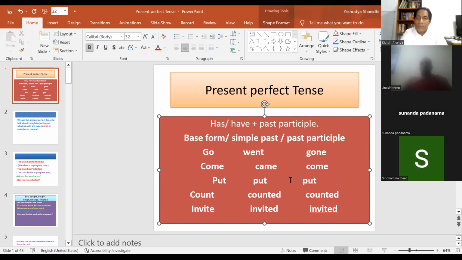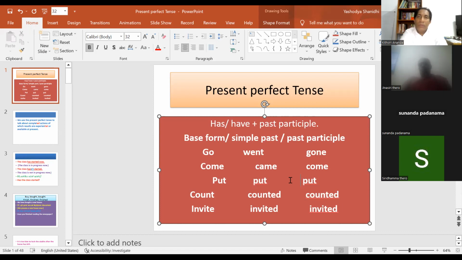But look at the last two examples. Count, counted, counted. Invite, invited, invited. All the time, the second and the third are the same, ending in ed. So we consider them to be regular verbs. The first three examples are irregular verbs. Irregular verbs don't have a particular pattern in forming the three major forms.